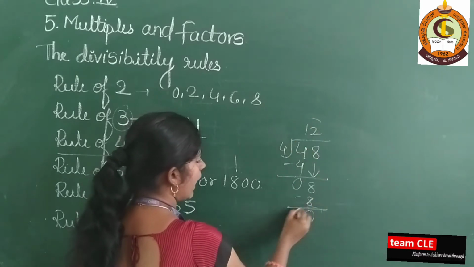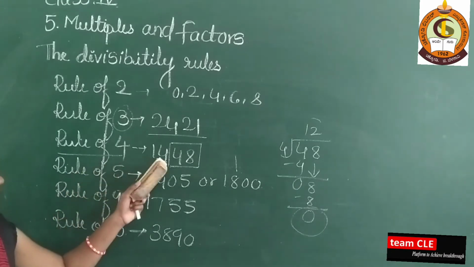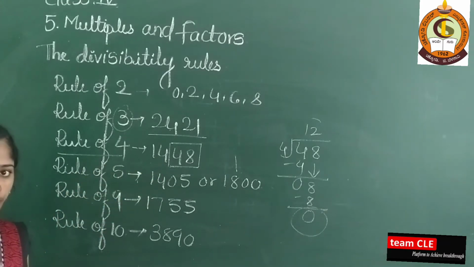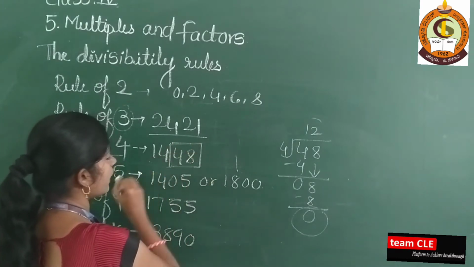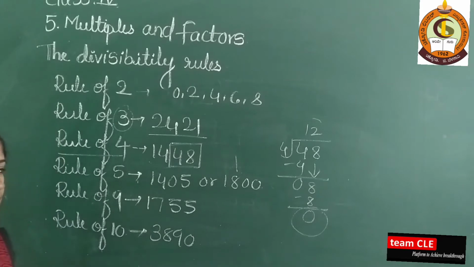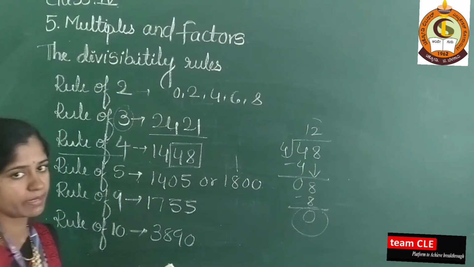So here I got the remainder as 0. Then the complete number is divisible by 4. I hope you are getting my point. See here, 1448 is there. You take the last 2 digits, and if that number is divisible by 4, it means that the complete number is divisible by 4.